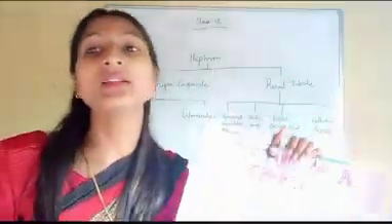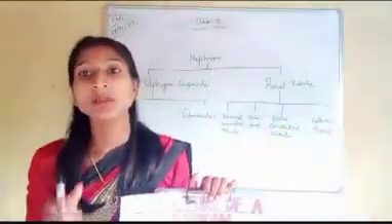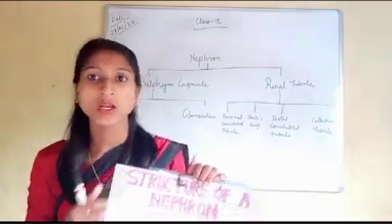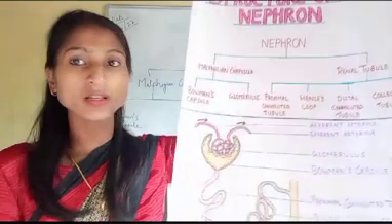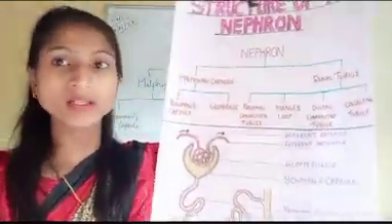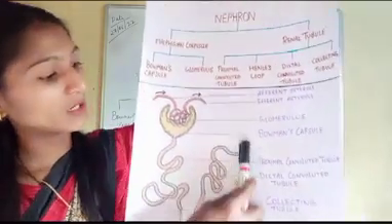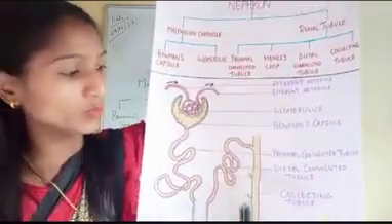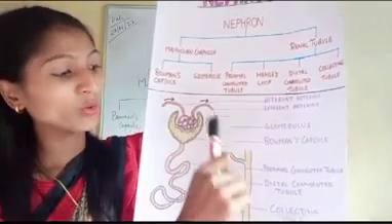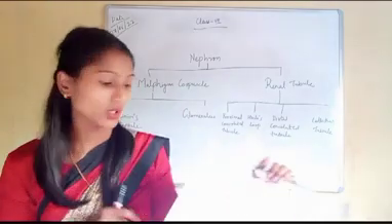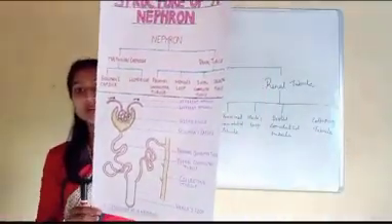Now, this is the structure of a single nephron. But we said that the kidney consists of millions of these microscopic filtration units, isn't it? So, this is the structure of a single nephron. Now, there will be millions of nephrons in one kidney. So, this is the collecting duct. Different collecting tubules will go and meet into the ureter. So, is this clear to you all?